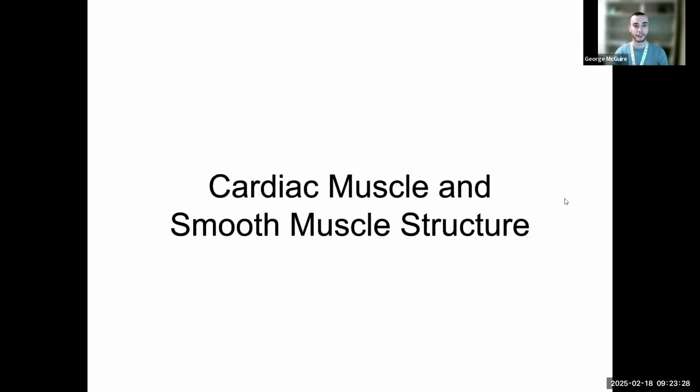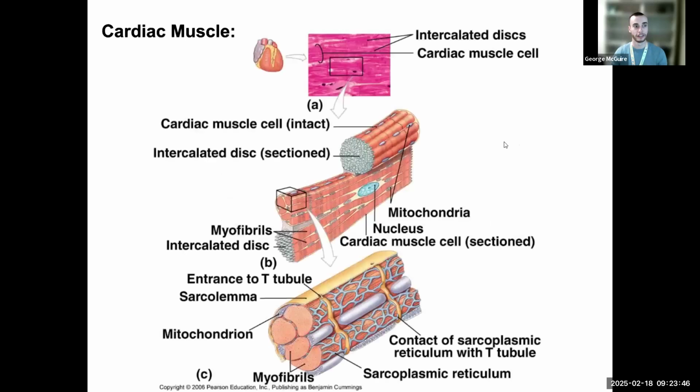All right. And so our very last concept here is just taking a quick look back at what we already addressed early on in chapter 4 about the different types of muscle tissue. So just reminding you the differences with cardiac muscle and smooth muscle structure compared to skeletal muscles, and then applying some of these ideas that we've learned about how contraction works.